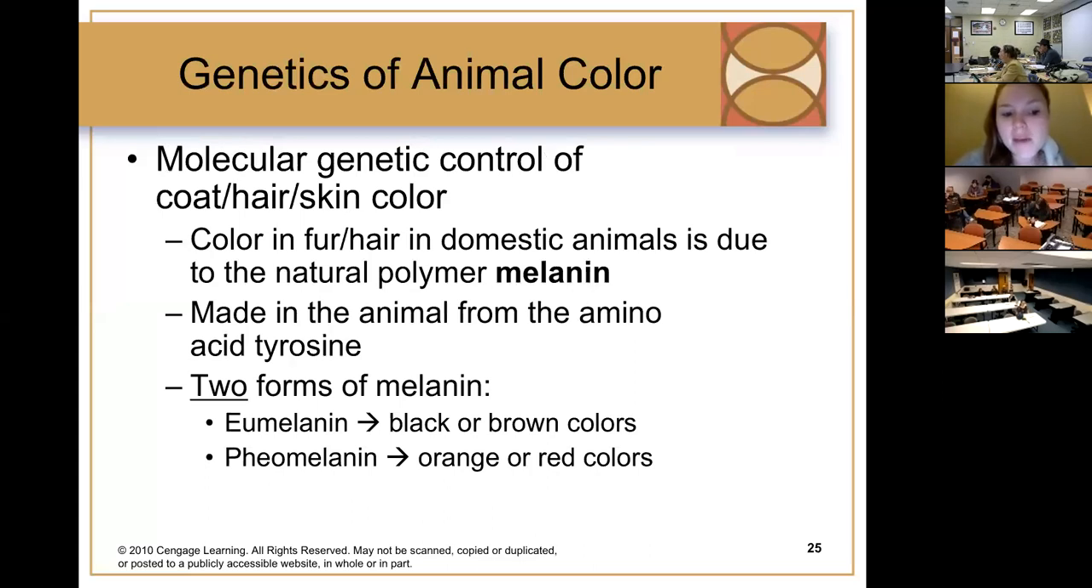Melanin is made in the animal from the amino acid tyrosine, and there are two forms of melanin. You have eumelanin, which is responsible for your black or brown colors, and then you have pheomelanin, which is responsible for your orange or red colors. Those are going to determine what color the animal is going to be.